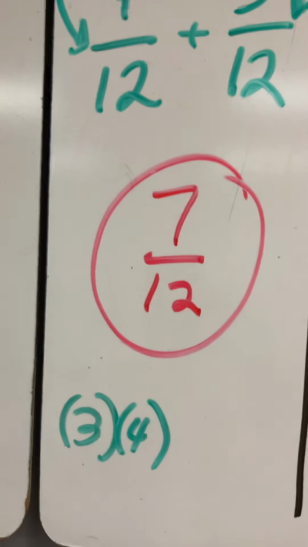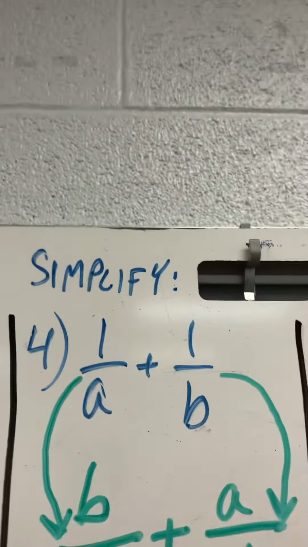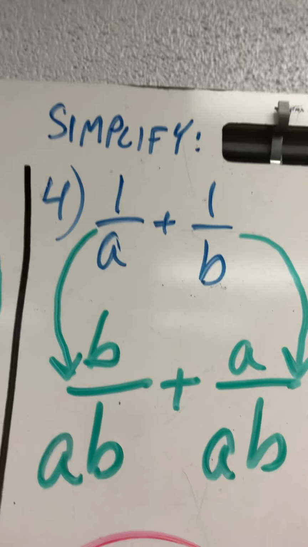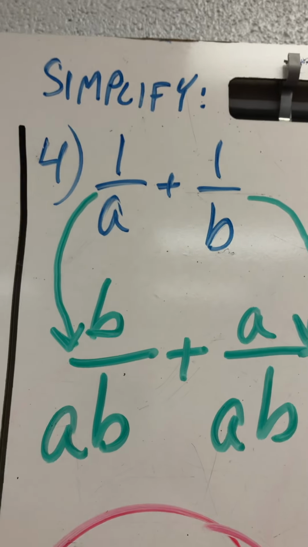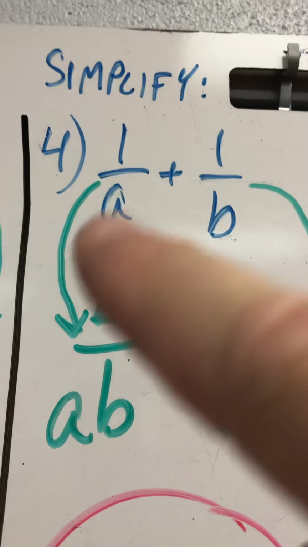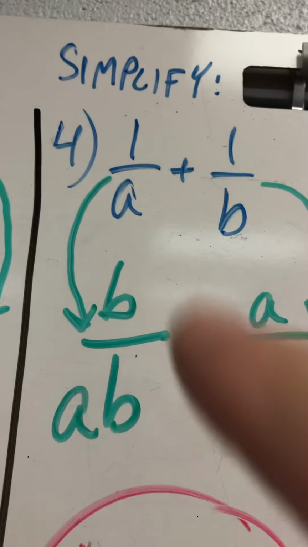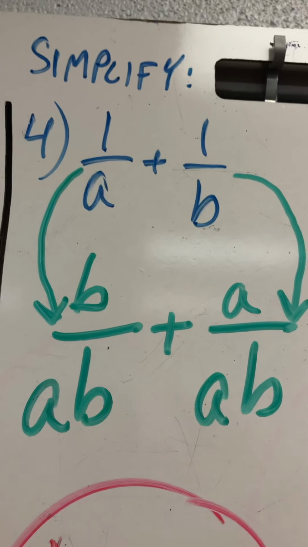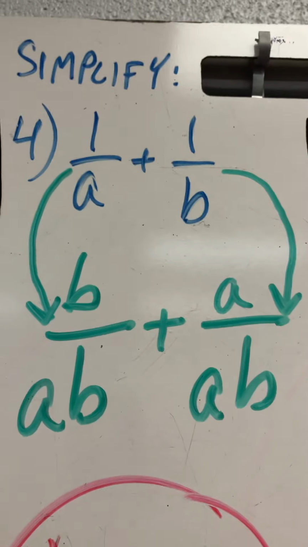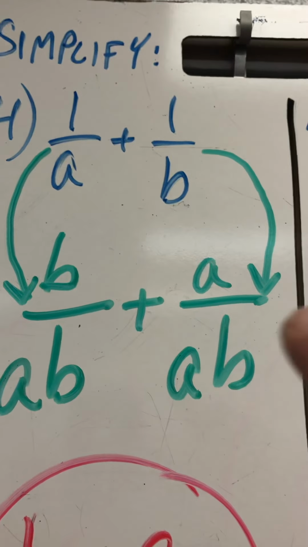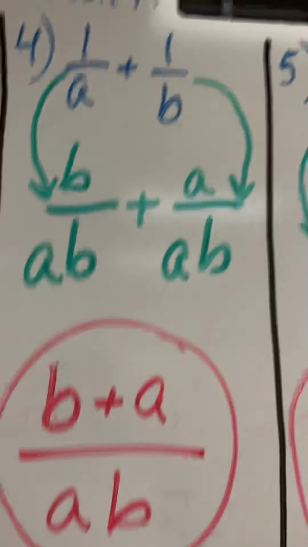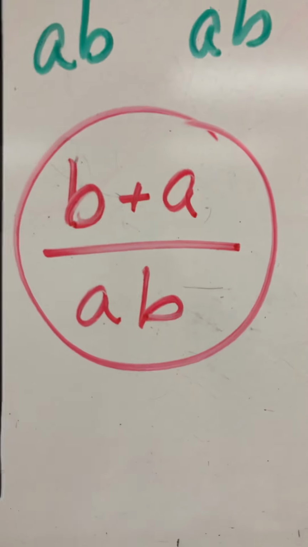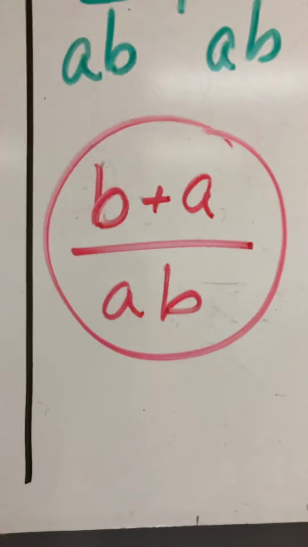Why do I say that? Because what if you have 1 over a and 1 over b? What's the common denominator? ab. So a times b is ab, so 1 times b is b. b times a is ab, so 1 times a is a. Answer, b plus a over ab. Could I write a plus b over ab? Sure.